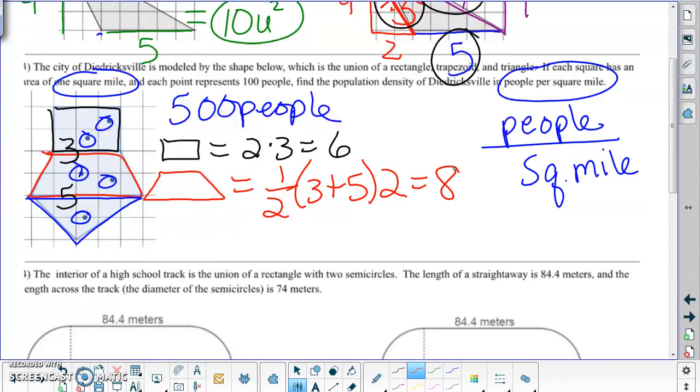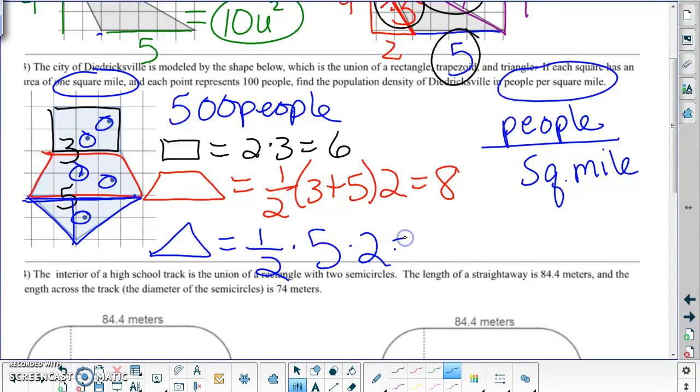Alright, and the last one is the triangle. So 1/2 base times height. So what's the base of the blue triangle? So it's upside down. So the base is still 5. And then what would you have as the height? So the height is 2. So half of 10 is just 5.